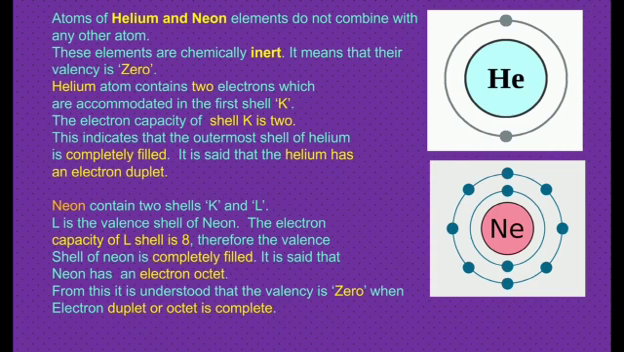The next example, neon contains 2 shells. Look at the diagram, K shell and L shell. So, L shell is the valency shell of neon. That means it is the outermost shell, that is the second shell. The electron capacity of L shell is 8. Therefore, the valency shell of neon is completely filled. It is said that neon has an electron octet. Octet means 8 electrons are there. From this, it is understood that the valency is 0 when electron duplet or octet is complete.